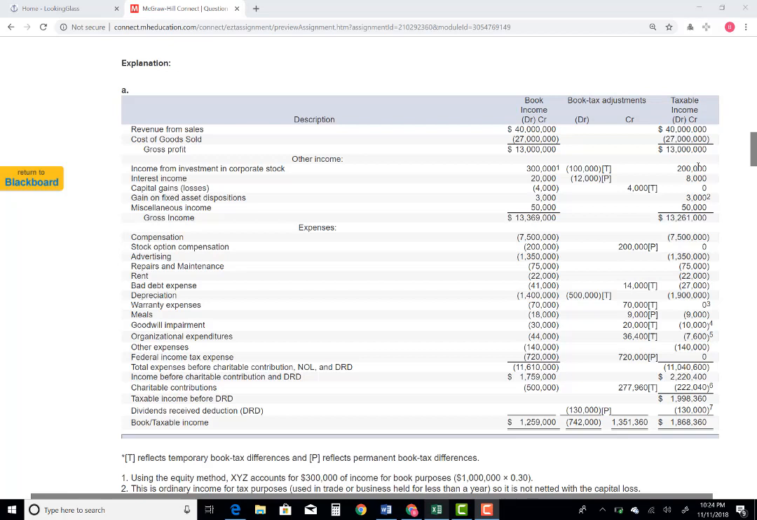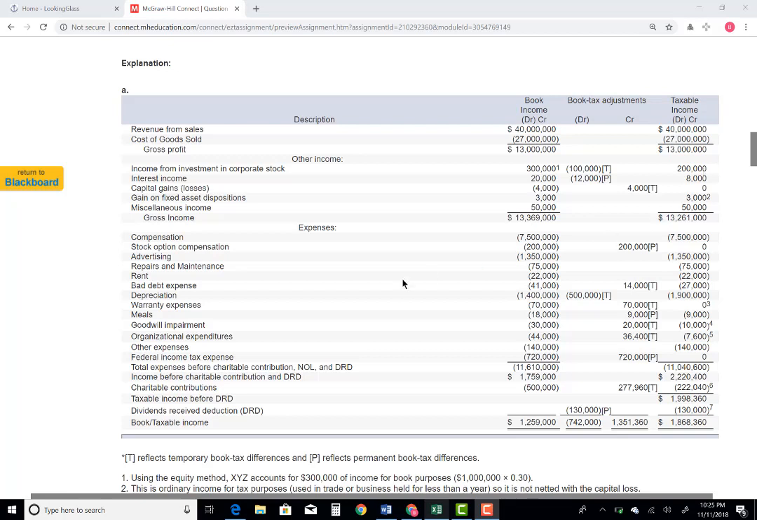Well, we got paid 200,000 in dividends. The other 100,000 never got paid to us. That other company is still retaining that money. We have a right to it. We have a claim to it. That's why we're including that 100,000 in book income, but we don't have to pay taxes on that 100,000 that was not distributed to us. So the 200,000 in dividends we're going to include here in taxable income.